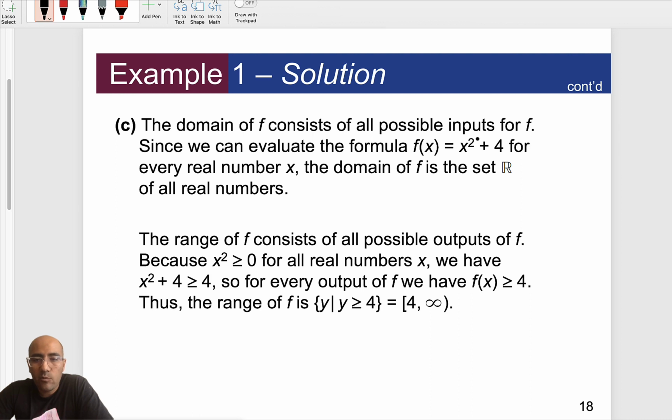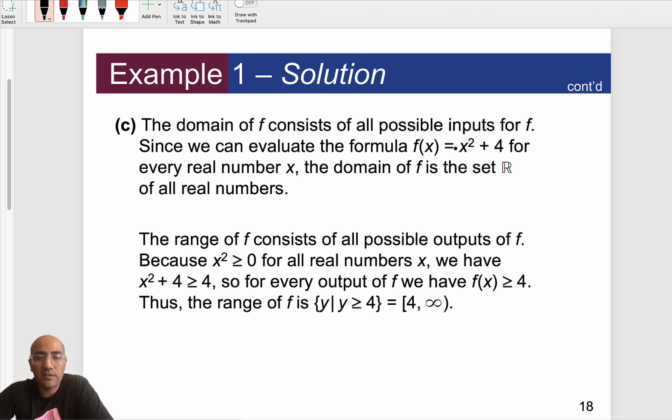All possible output values, well, considering all the possible input values for x, this part by itself is going to definitely be a positive number, right? Anytime you square any value, you're going to get 0 or more. So the smallest this could possibly be is 0 up to infinity. It can get infinitely large, but the smallest it could ever be is 0.